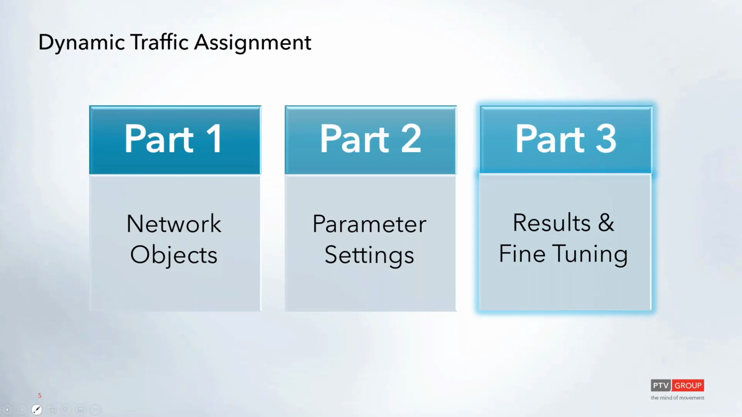So far we've already covered adding in all the different network objects that are associated with DTA. So looking at adding in the nodes and zones and parking lots. And then last time we took a look at all of the different parameter settings that we have for like the path choice and search. And then today we're going to take a look at the DTA results and then fine-tuning the network.